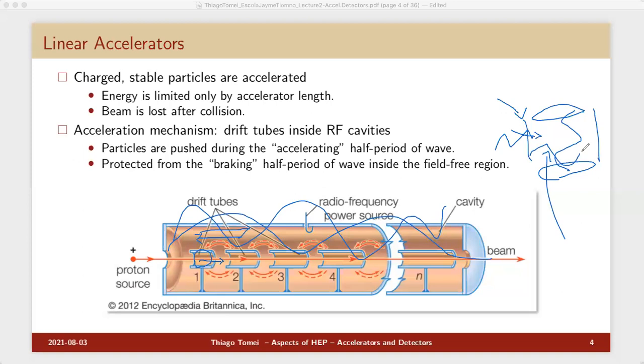And then the key thing is that you have to synchronize the frequency of this confined wave such that when the electromagnetic wave traveling here is going in the wrong direction, the electron is protected inside the drift tube, where it doesn't feel the braking field. It's much simpler than what we were thinking.